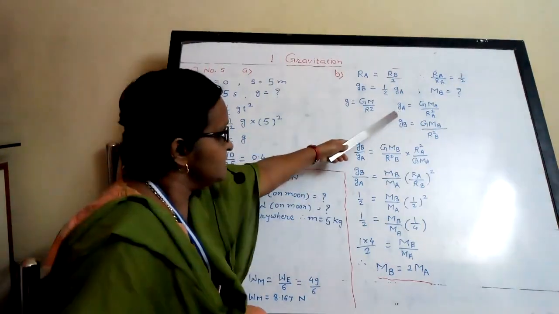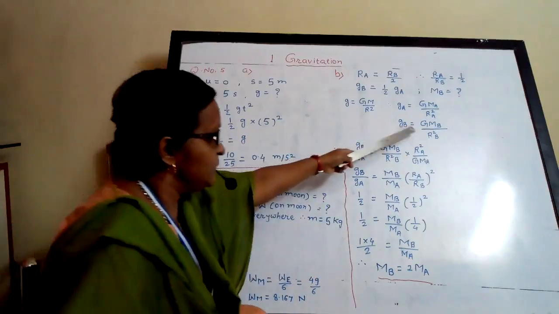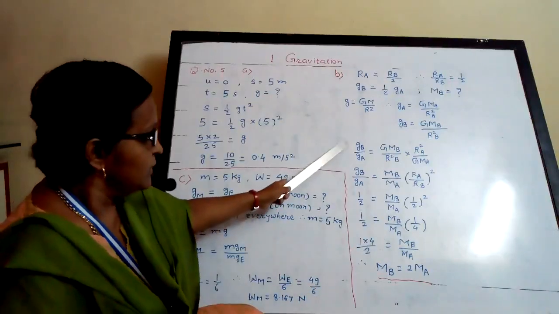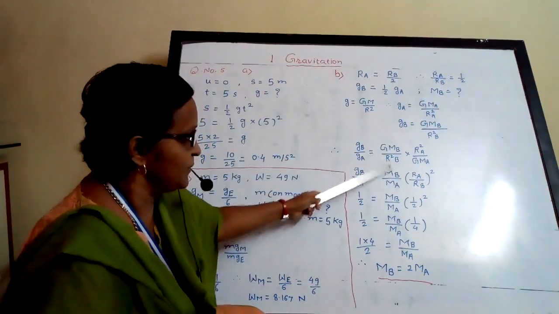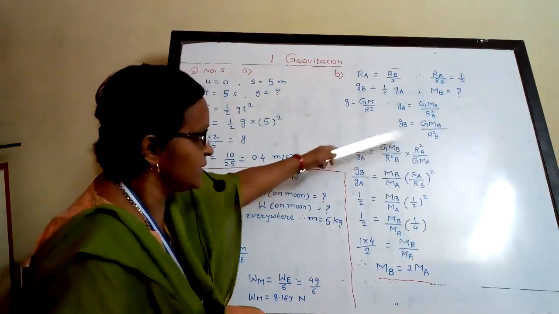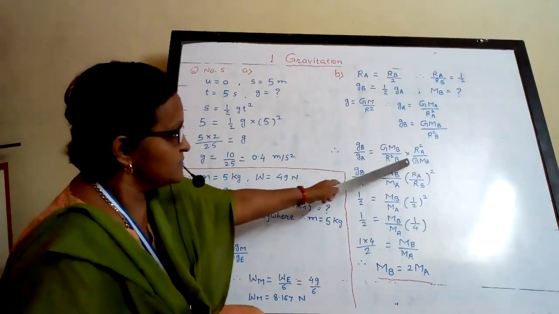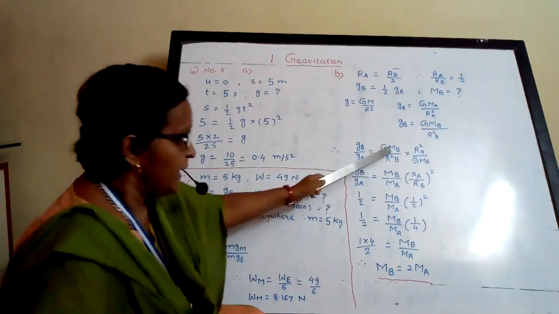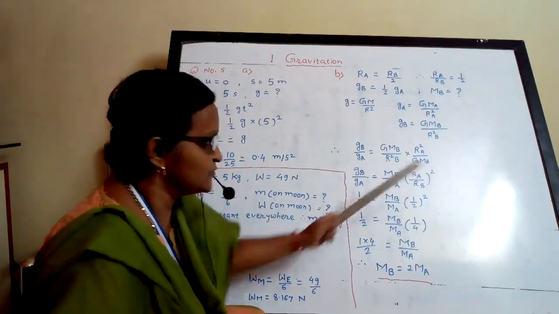Accordingly, gA is equal to GMA upon RA square. Similarly, gB is equal to GMB upon RB square. Now, gB upon gA: what is gB? GMB upon RB square. What is gA? GMA upon RA square, divided by, we have to divide it. So I have taken in this way: RA square divided by GMA. Here this G is getting cancelled. Then what is remaining? gB upon gA equals MB upon MA and RA upon RB whole square.